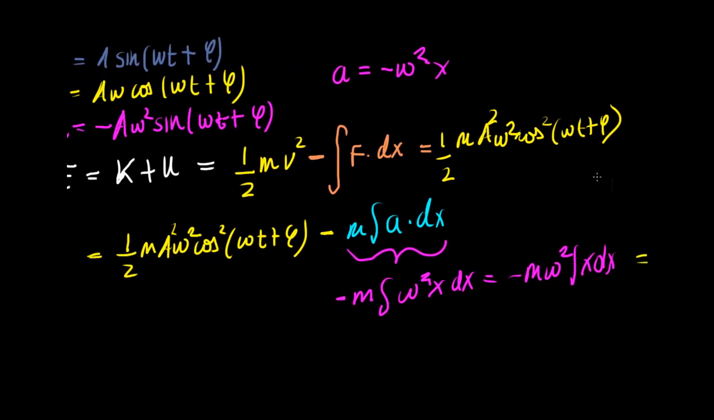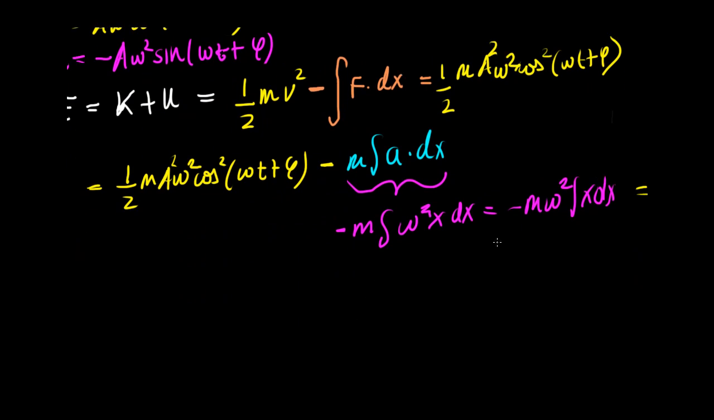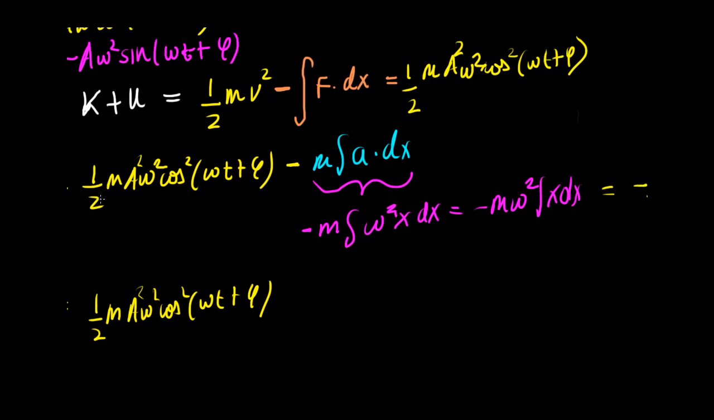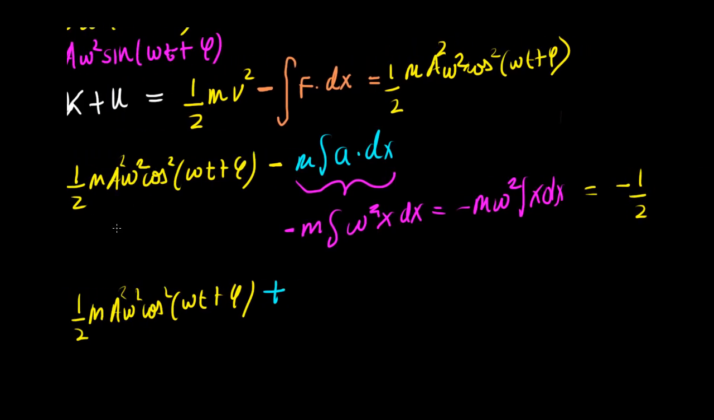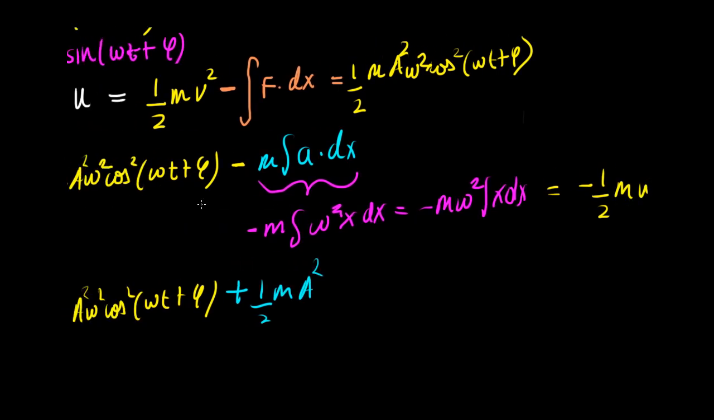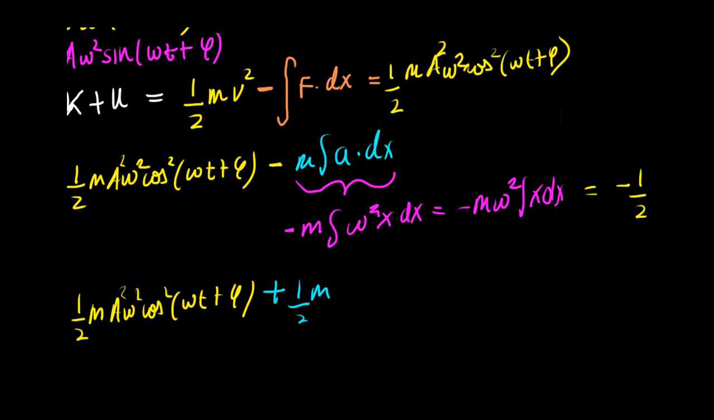So let's substitute that here. So I'll get this is equal to half m a squared omega squared cosine squared omega t plus phi. There's a minus here, right? There's a minus here and there's a minus there, so it cancels out. So I get plus, what is that? Half m omega squared x squared. Oh, sorry, there's no a squared. Half m omega squared x squared.